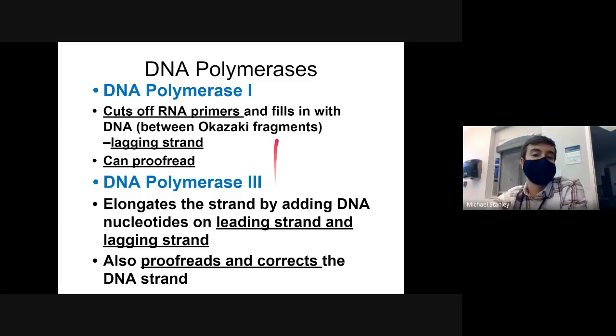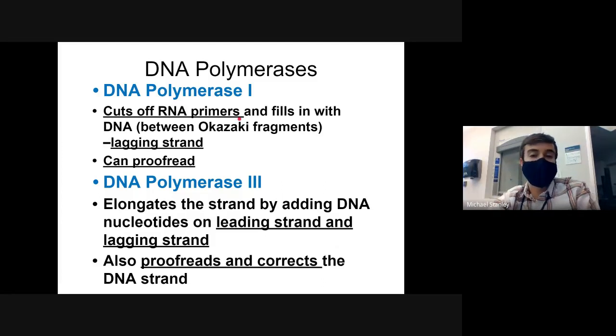The way I like to remember the difference between the two is that 3 has a bigger number because it has a bigger job. It's adding most of the new DNA and copying most of the DNA in our DNA replication. Polymerase 1 has a much more specific, specialized job.